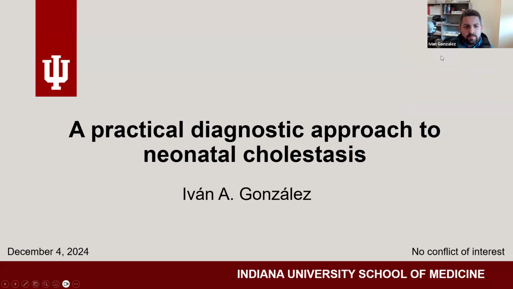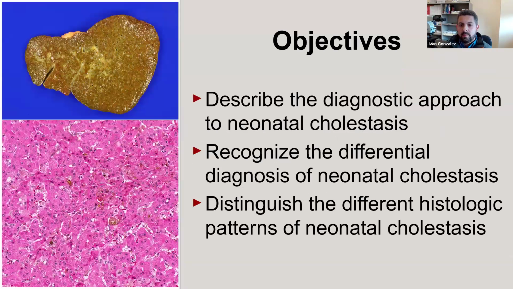This is a very challenging and daunting topic at the beginning when you start looking at neonatal cholestasis liver biopsies. I think in part it is due to the rarity, unless you're in a pediatric center, and how challenging it can be to approach those biopsies. So I hope in these 50 minutes or so to give you a practical approach to how to handle these biopsies. The objectives are to describe the approach to neonatal cholestasis, recognize the differential diagnosis, and distinguish the different histologic patterns that we can see in these biopsies.